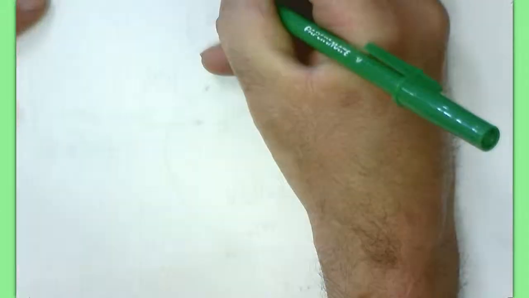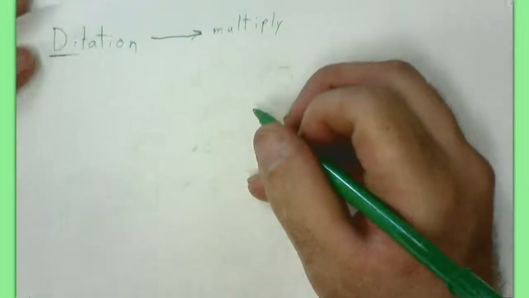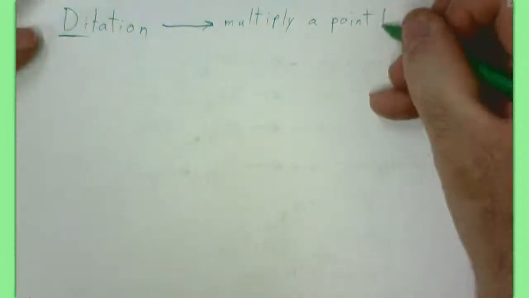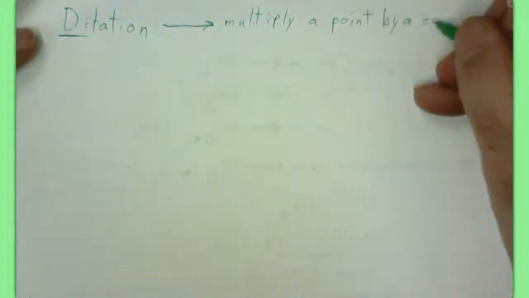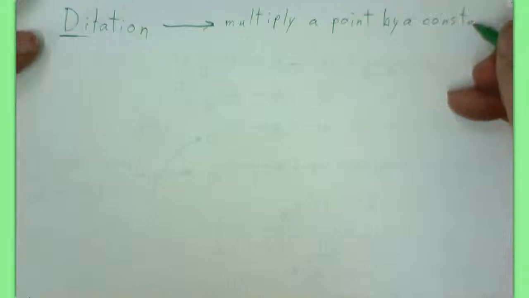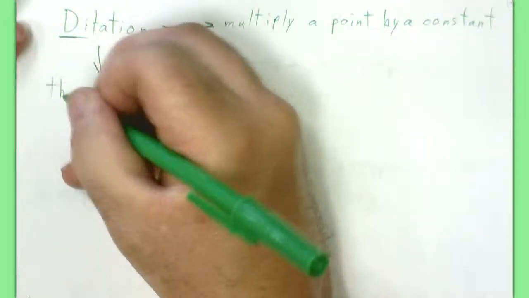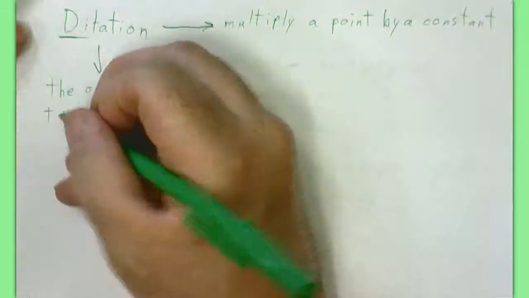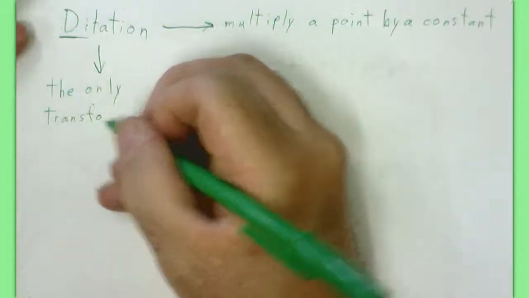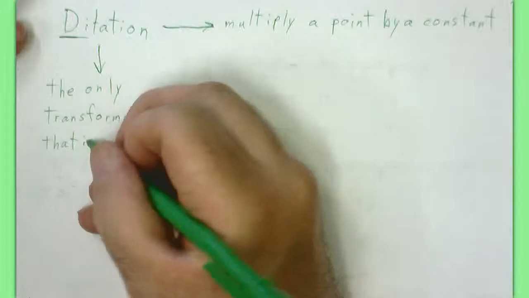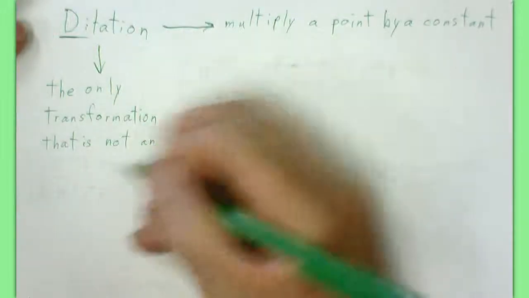Dilation, capital D, multiply a point by a constant. Dilation is the only transformation that is not an isometry.